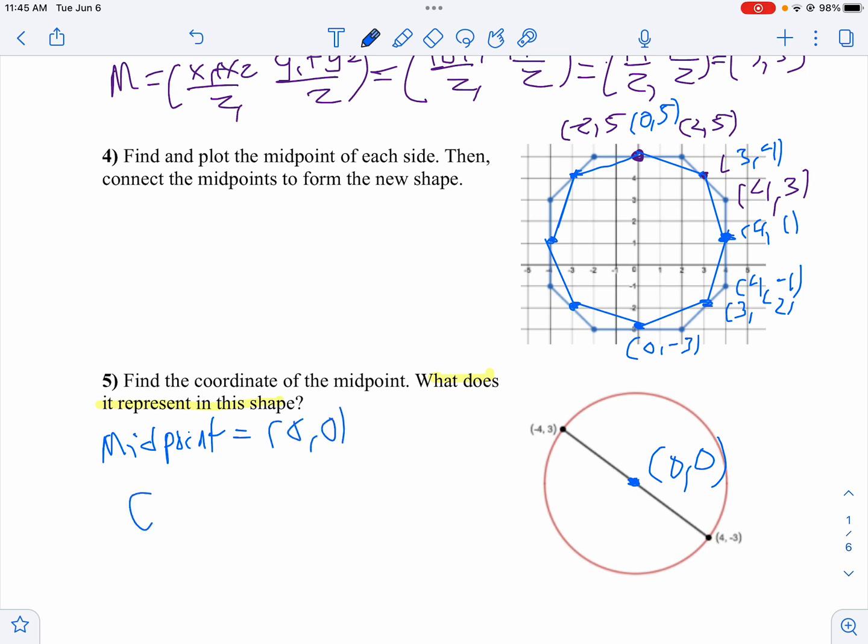And this would be the center of the circle. Represent a circle with a dot in the middle. That's a circle.